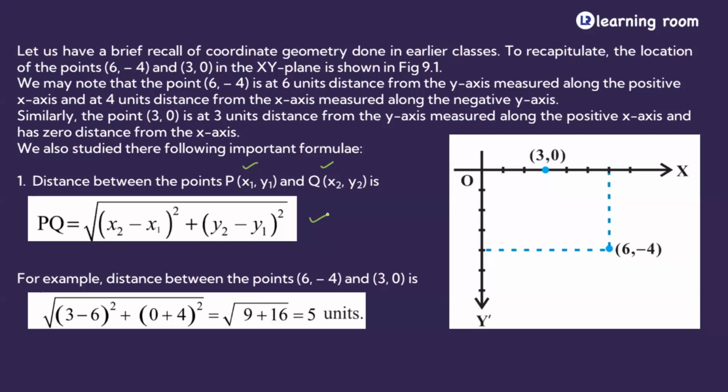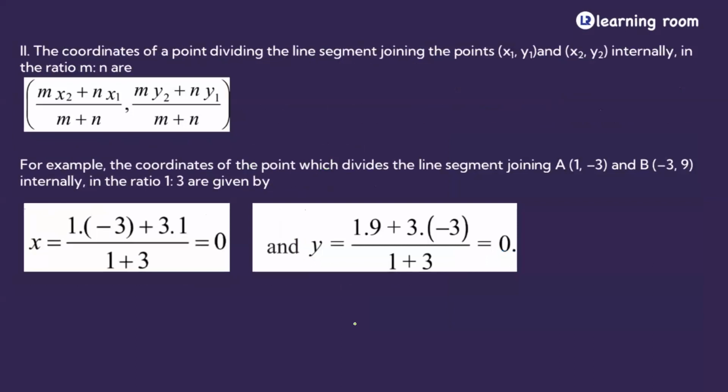For example, if you have the points (6, -4) and (3, 0), what is the answer when you apply the distance formula? Root of (6 minus 3) the whole square, which is 9, plus (-4 minus 0) the whole square. So root of 9 plus 16, root 25, gives you 5. When you don't know the unit, you will just write it as units. Next is something called section formula. This is something you would have seen already. Did you see?